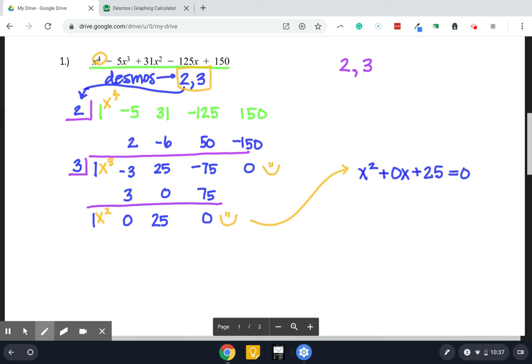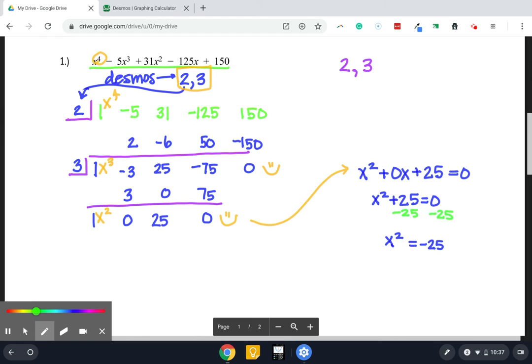Anytime we're solving, we set it equal to 0. So x squared plus 25 equals 0. All I did is I dropped the 0x, just made it a little easier to read. Okay, subtracting 25 from both sides, and x squared equals -25. And then since it's squared, just like we did way back when we were together, we solve squaring by square rooting.